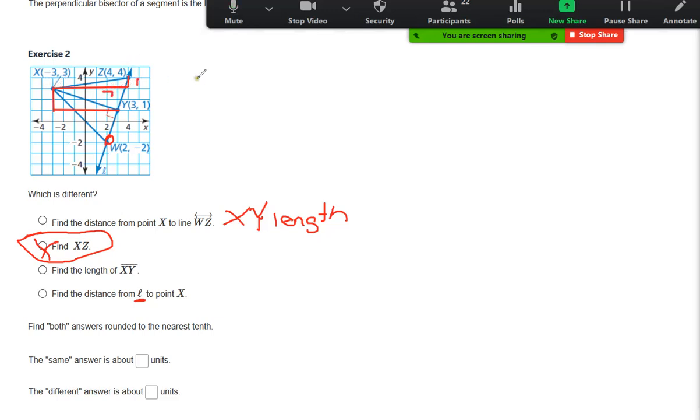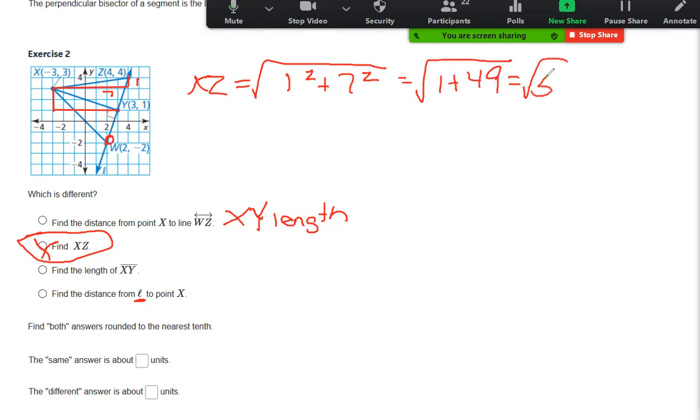So the length of XZ is the square root of 1 squared plus 7 squared. That would be 1 plus 49, square root of 50. Use your calculator to get this one. This is the different one.